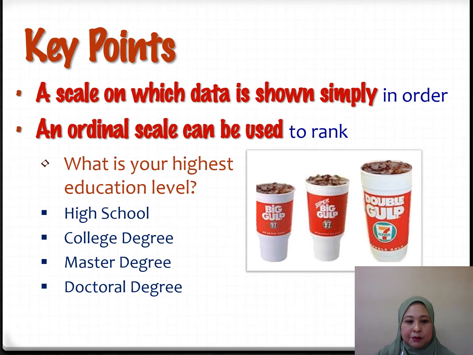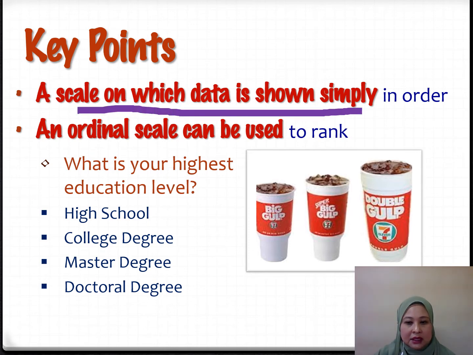This is a key point here. An ordinal scale is one whose data is only simple order and used to rank. For example, high school levels. This one is a bit complex, but you can have completed undergraduate study and completed postgraduate study, unless your objective requires that they really need to answer by their highest level of education.